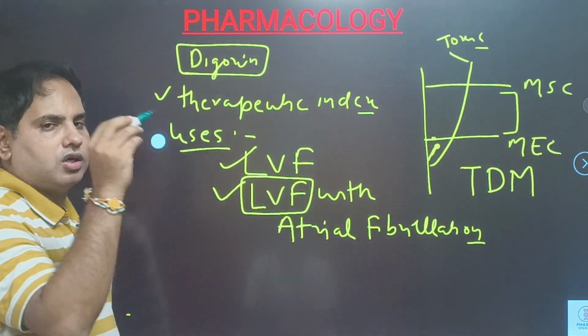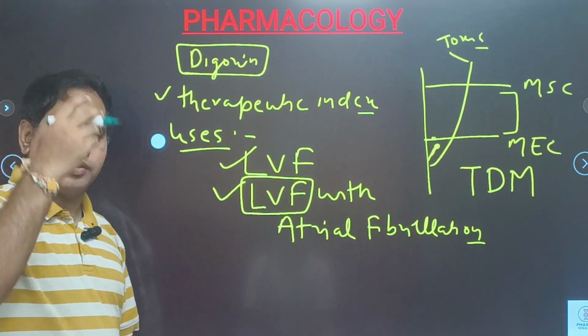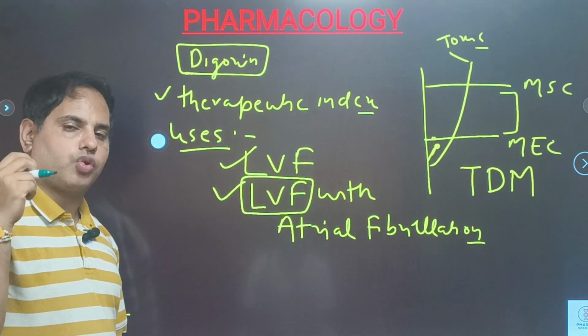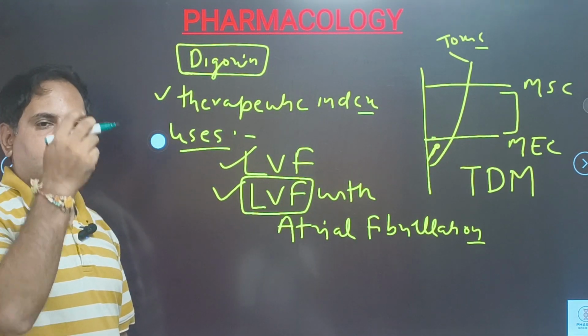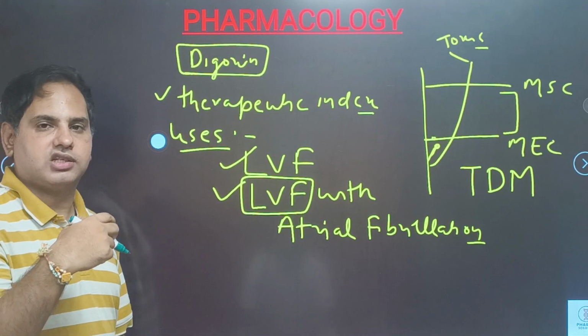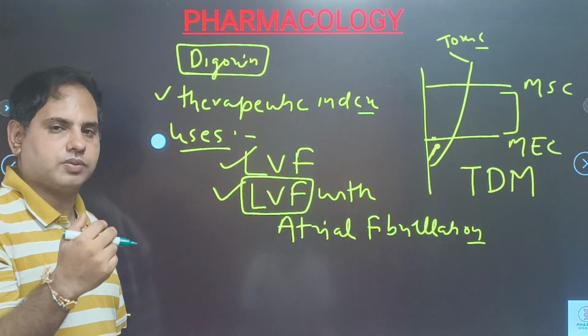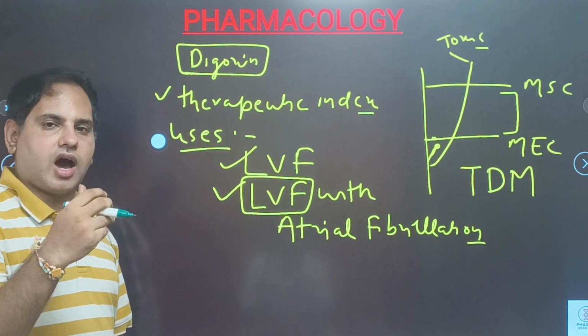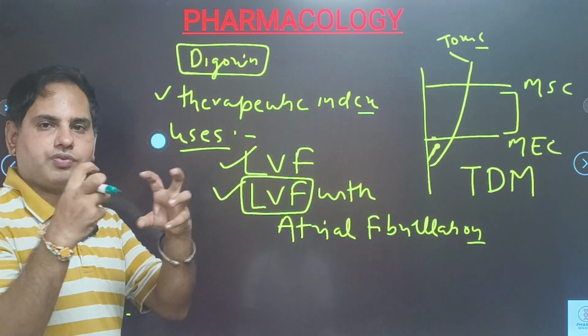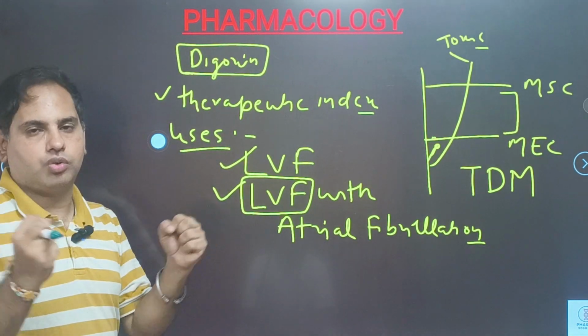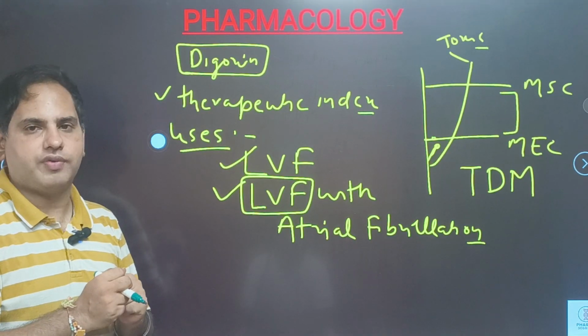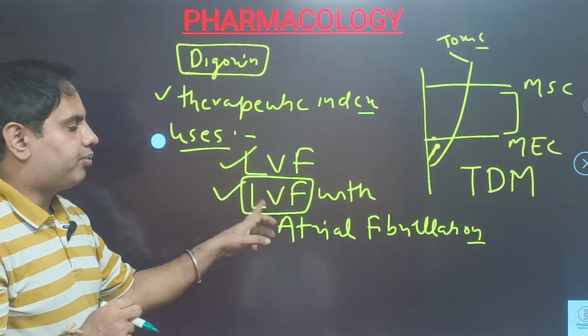Digoxin will block sodium potassium ATPase, so sodium will not enter, the sodium calcium exchanger will be affected, and calcium concentration will increase inside the cells. It will stimulate the sarcoplasmic reticulum, more calcium will be released, it will bind with calmodulin, and actin and myosin filaments will interact and cause contraction of the ventricles. That is left ventricular failure.